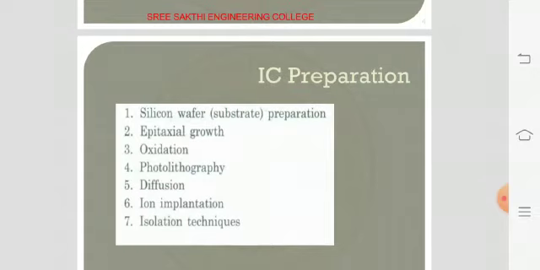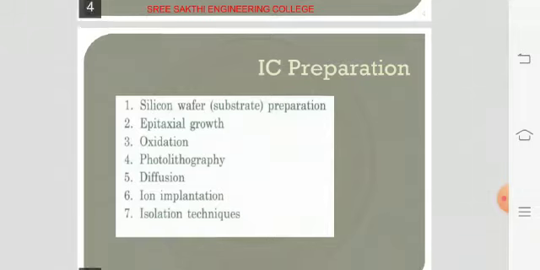So you can fabricate the IC based on these 7 processes. First one is silicon wafer preparation, that is called the substrate. Either we can take P substrate or N substrate. Step 2 is epitaxial growth, step 3 is oxidation, step 4 is photolithography, 5 is diffusion, 6 is ion implantation, and the 7th one is the isolation technique. With this we are able to fabricate an IC.